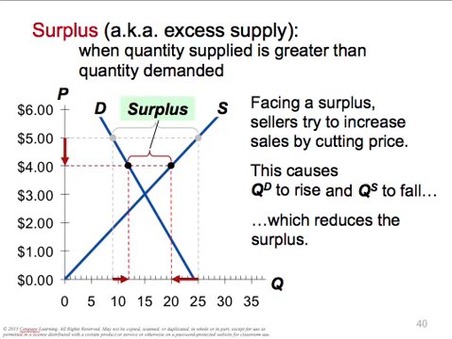Facing a surplus, sellers try to increase sales by cutting prices. Mr. Starbucks or Mr. Pete's looks around and says, man, I got all these extra inputs, I got all these extra lattes sitting around. How in the world am I going to get rid of them? I have a surplus. So what do they do? They have a sale. They cut prices and say, come in here, we're going to have a sale. We got way too many of these lattes.